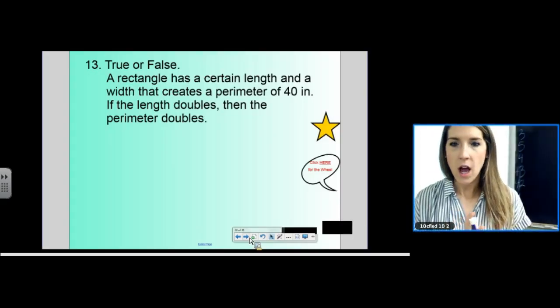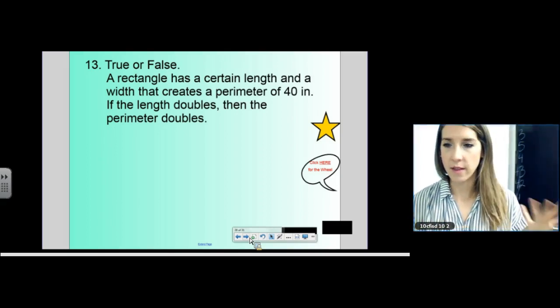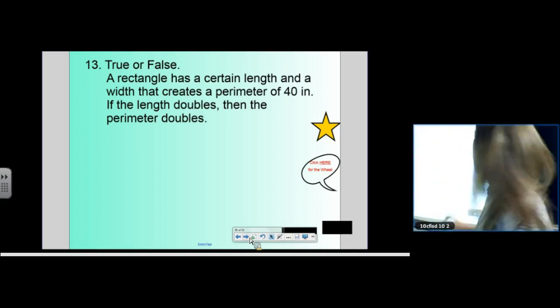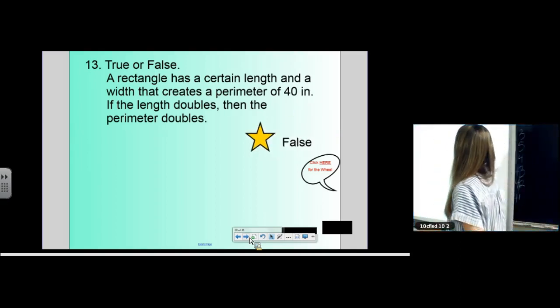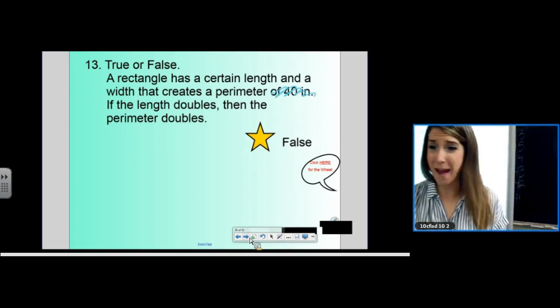True or false? A rectangle has a certain length and a width that creates a perimeter of 40 inches. If the length doubles, then the perimeter doubles. The answer is, of course, false. What we don't care about was the 40. The 40 had nothing to do with the problem at all.